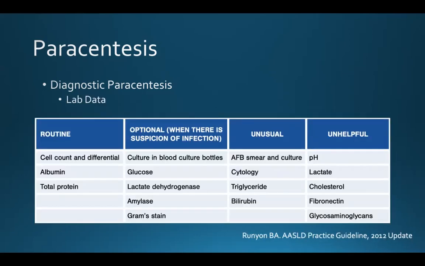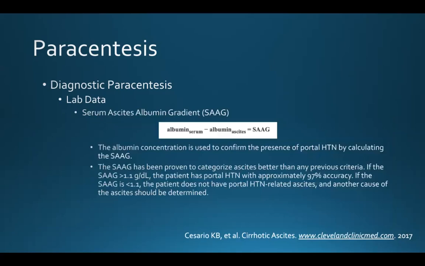Labs are also going to be an important part of a diagnostic paracentesis. Routine labs usually include a cell count and differential, albumin, and total protein, with other labs being obtained if clinically warranted, or the referring physician or you as the performing physician has a suspicion of another condition such as infection, cancer, or something else that could potentially be causing the ascites.